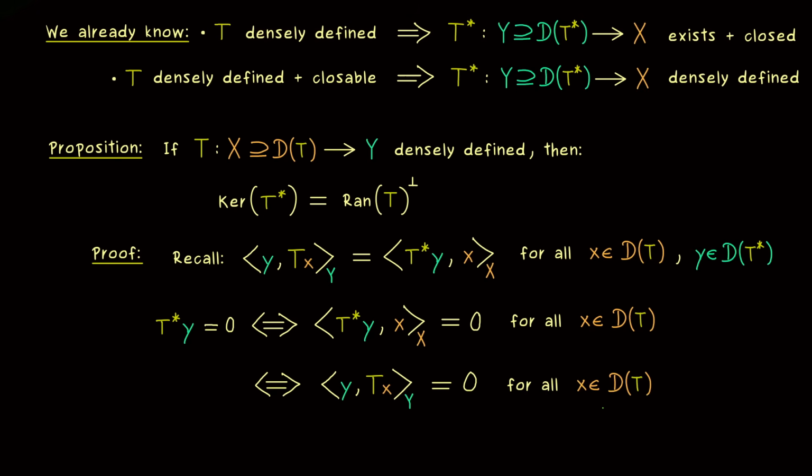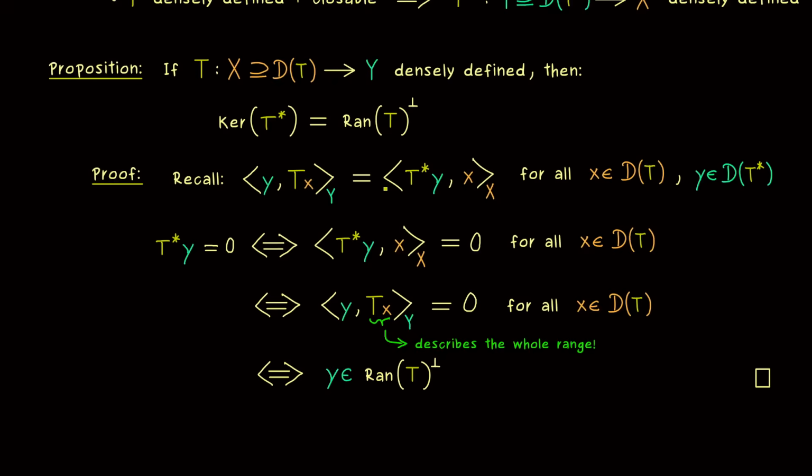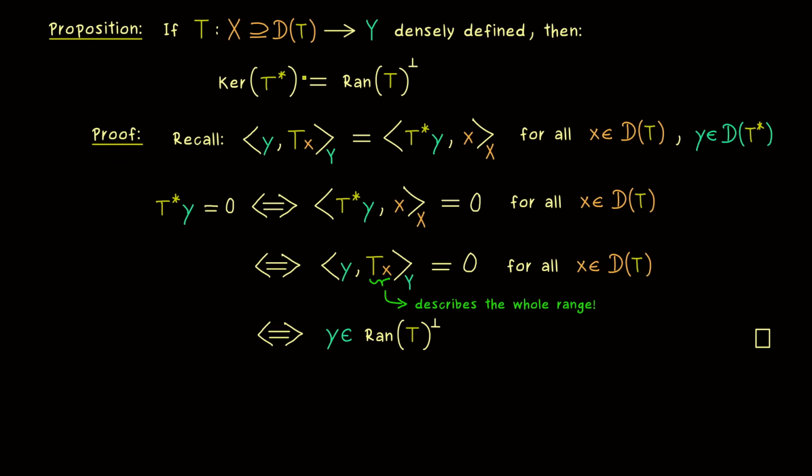the domain of T. And exactly there you should see that Tx just describes the whole range of the operator T. Hence what we have with this equation here is that y is orthogonal to the range of T. So we just get that y lies in the orthogonal complement of the range of T. And that's already the proof of the whole proposition, because we have shown that the two spaces coincide. So this is important to remember. This equation also holds for unbounded operators.